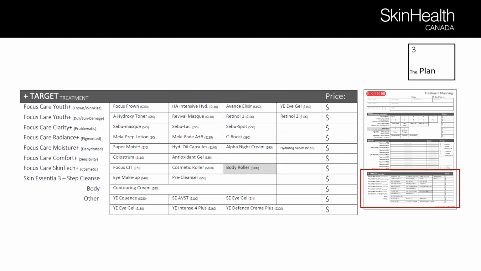So again, you've put them on the Feed system, you've brought them into clinic for specific treatments to accelerate results, and now you're talking to them about additional ways to target their skin concerns. The Super Moisturizer is $70, the Hydrating Oil Capsules are $140, the Alpha Night Cream is $90, and the Hydrating Serum is $110. The way to think about this, in my opinion, is that the Super Moisturizer and the Hydrating Serum are products that they're going to build into their twice daily regimen. So this is something that they're going to add to what they do in the morning and what they do at night.